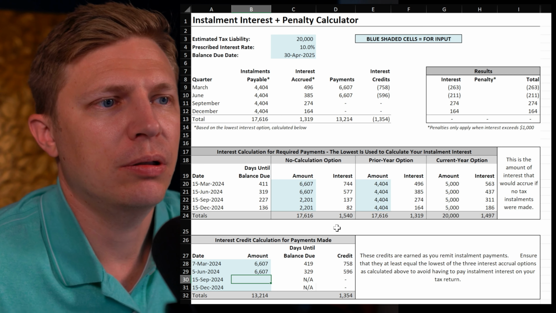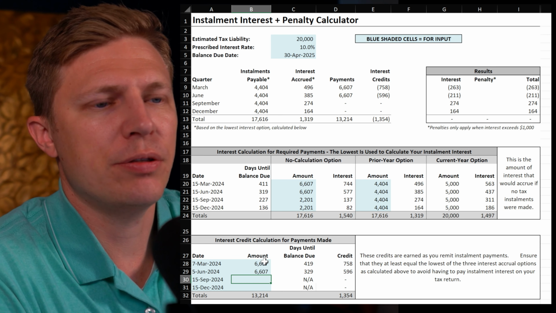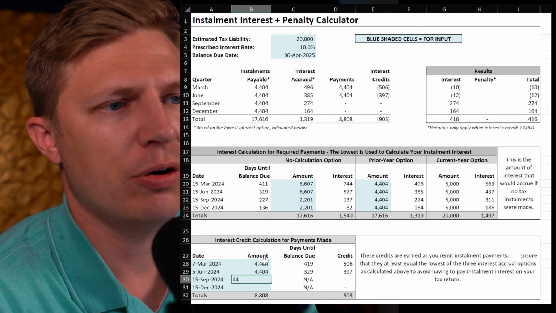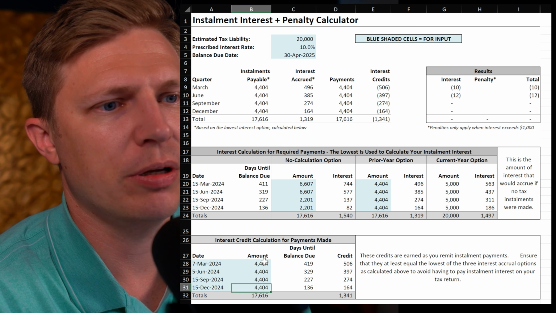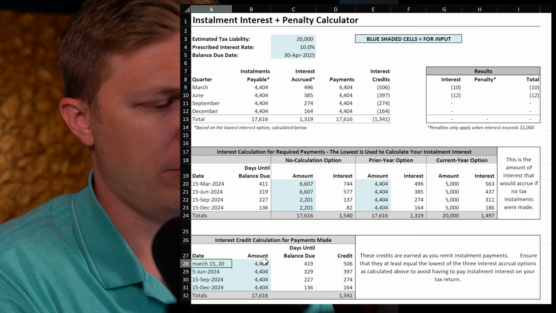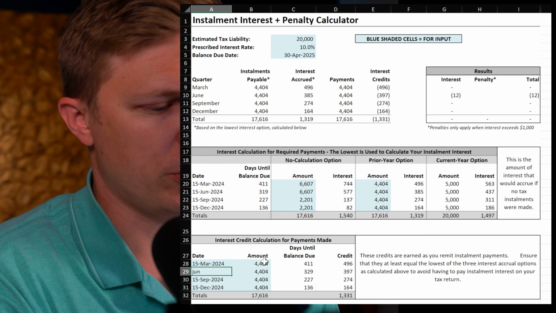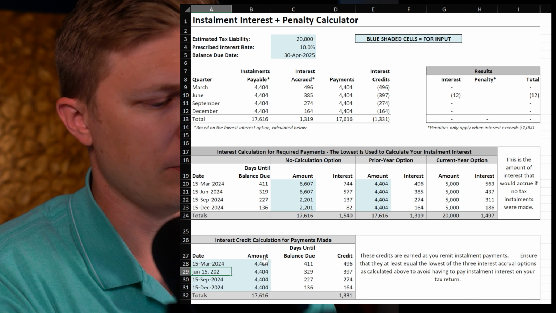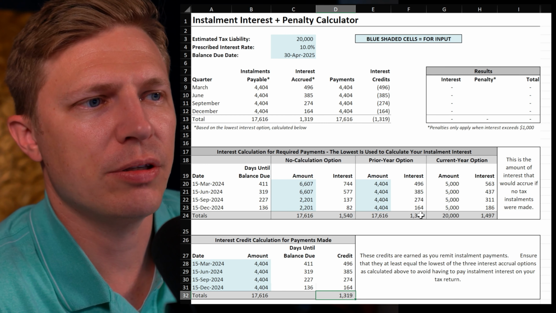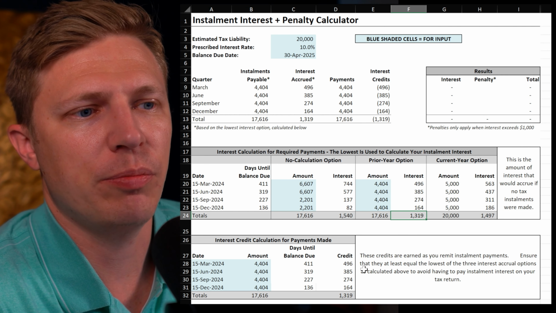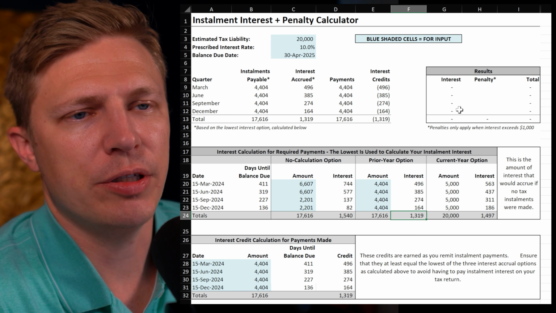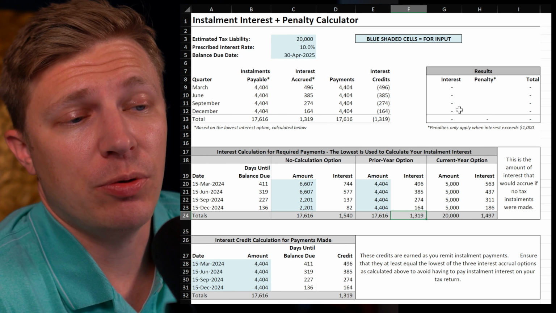Now, let's assume that we were just going along and remitting under the prior year option and that everything was remitted on schedule. You'll see that our credits and our interest are 100% in alignment, and as a result, there's no interest that needs to be paid. That's the way it's supposed to work.